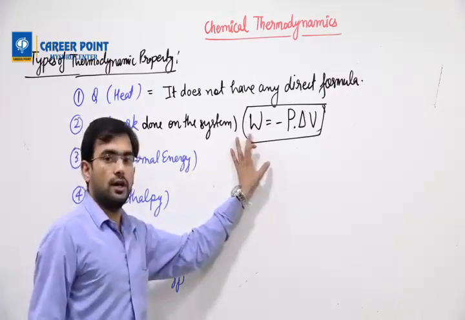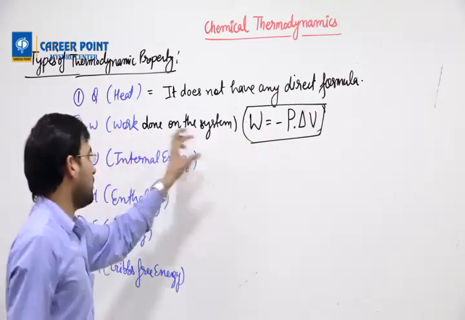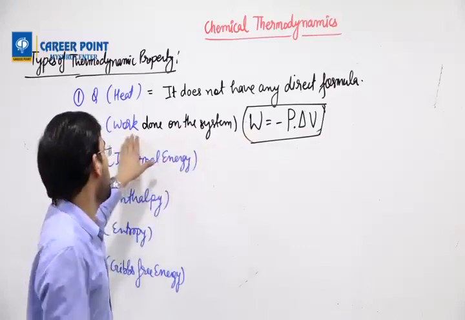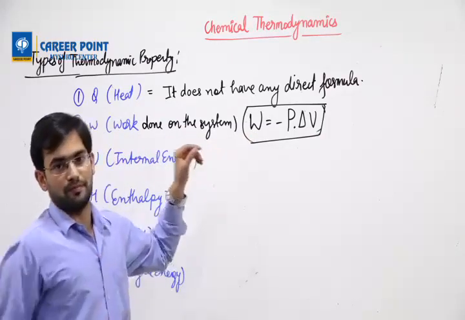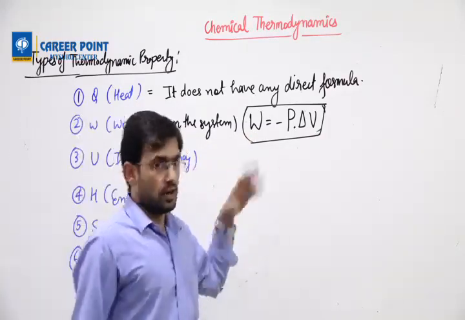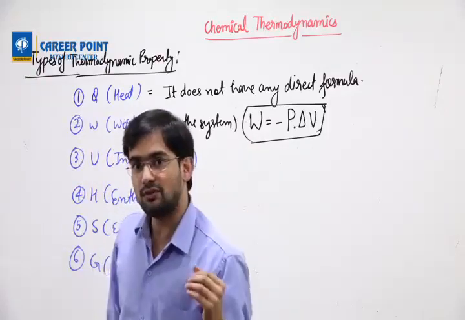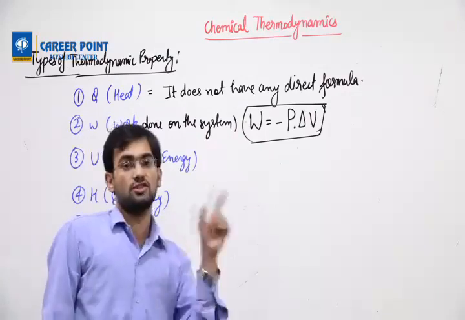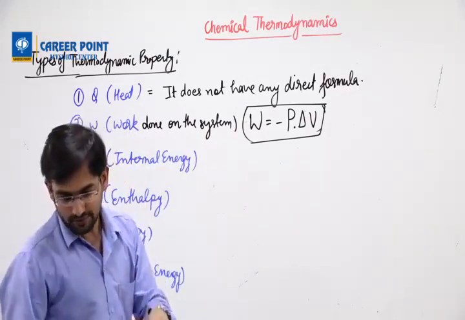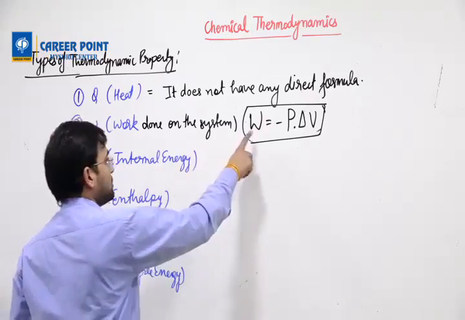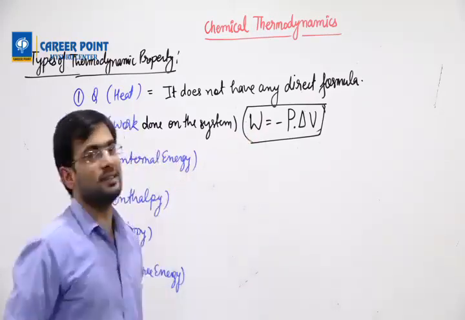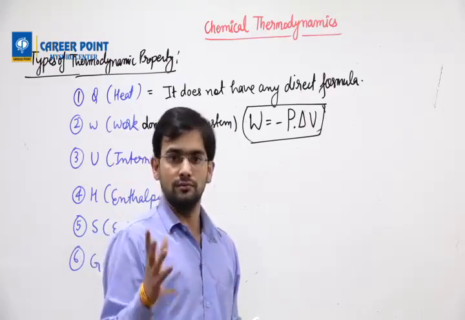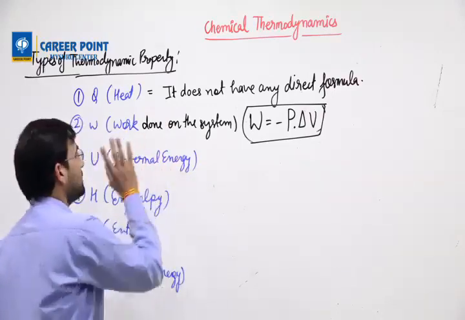When you use this formula, the W you get is work done on the system. This is very important. You are using this formula, but the questioner may be asking for work done by the system. Then the answer will not be correct. This formula gives you work done on the system. If they ask work done by the system, put a minus sign before the value. Change the sign, and you get the work done by the system.